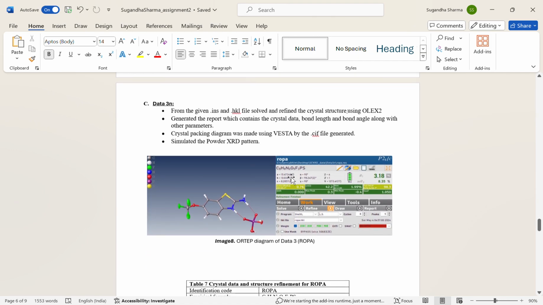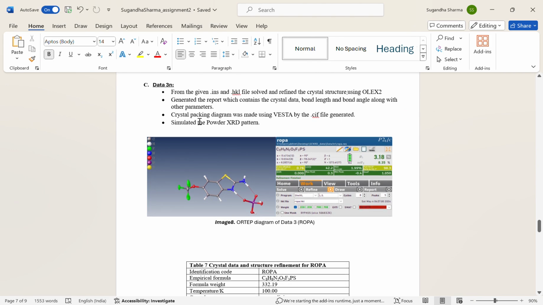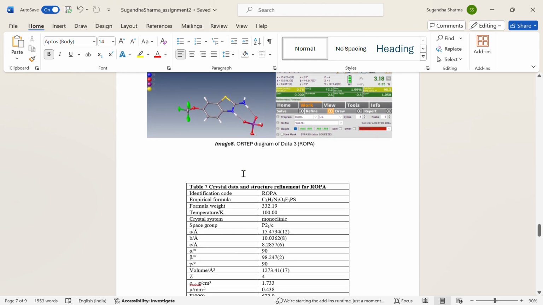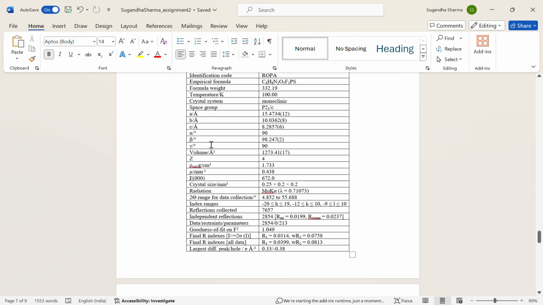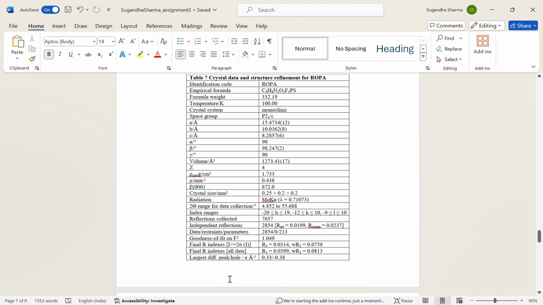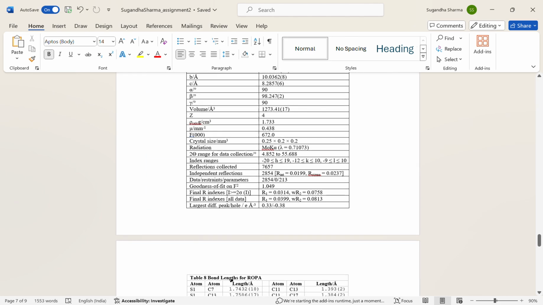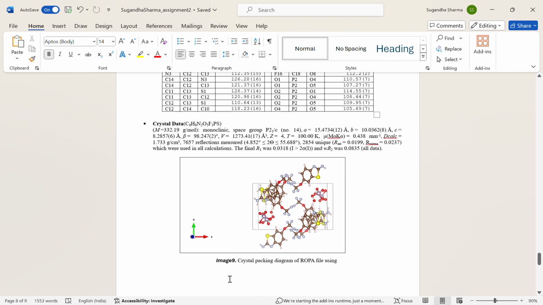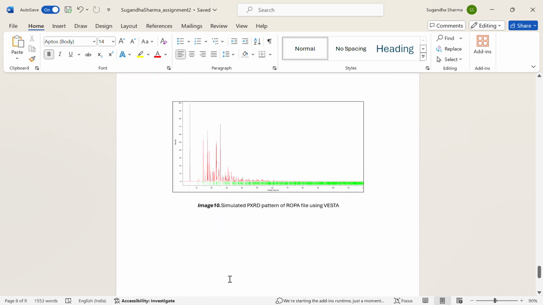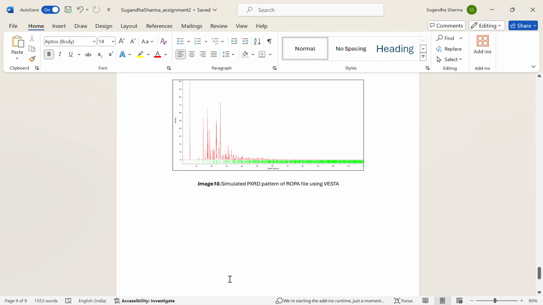Next we performed the data 3. For the third data we also performed the same structure refinement; we solved the structure and refined it using OLEX software. We generated the report which gave us crystal data, and also bond lengths and bond angles. Then we performed its crystal packing using VESTA software, and also we simulated the PXRD pattern of the file from the VESTA software.